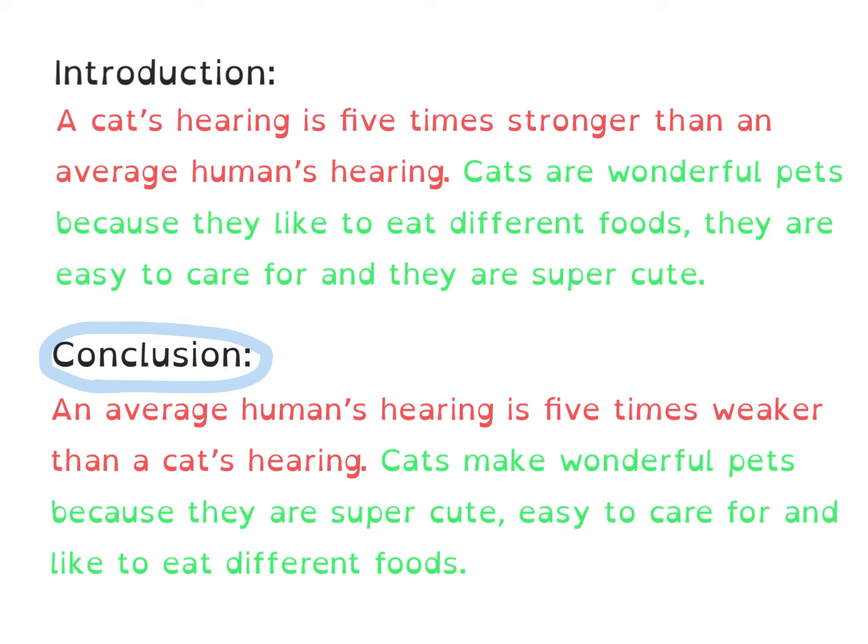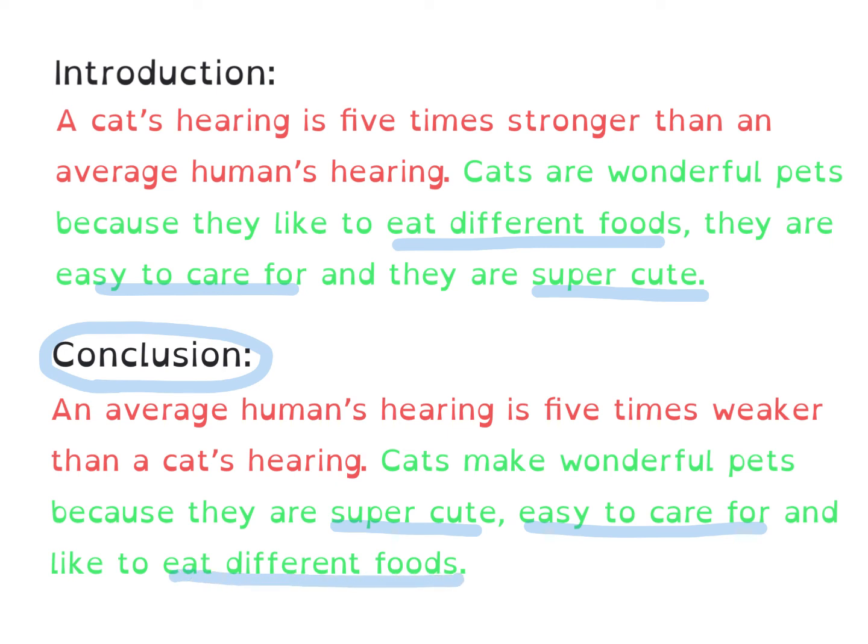Now in the green, we have our thesis statement from our last video. Cats are wonderful pets because they like to eat different foods, they are easy to care for, and they are super cute. Remember, those were the 3 main ideas that we included in our essay. In the conclusion, we want to have the same 3 main ideas, but we'll just restate them in a creative way. So kind of it means writing it in reverse. Here's the example. In the conclusion, cats make wonderful pets because they are super cute, easy to care for, and like to eat different foods.